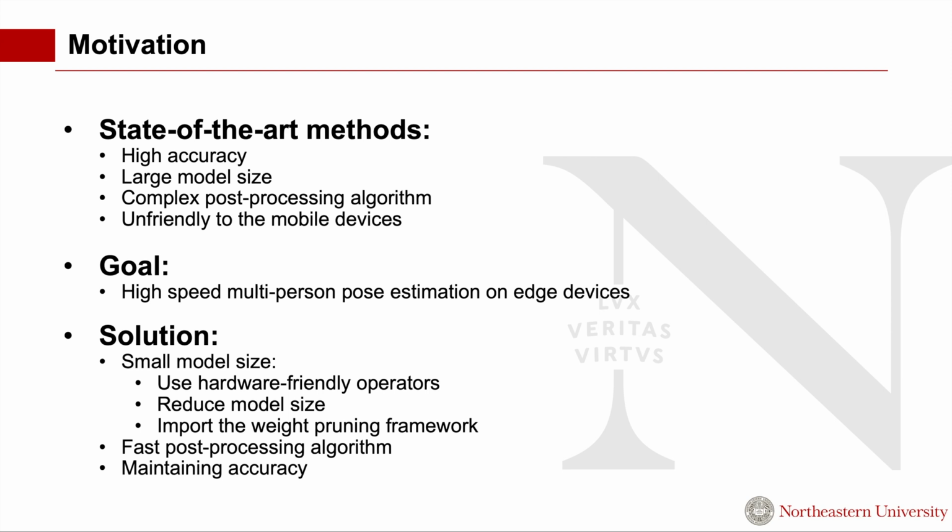To solve this problem, we want to build a pose estimation model with good accuracy on mobile that has small model size and simple post-processing algorithm. We build a new architecture optimization and import the weight pruning framework to get a smaller model, and we use hardware-friendly operators to achieve fast inference on mobile devices. We also choose the bottom-up method to decrease the time cost by post-processing.